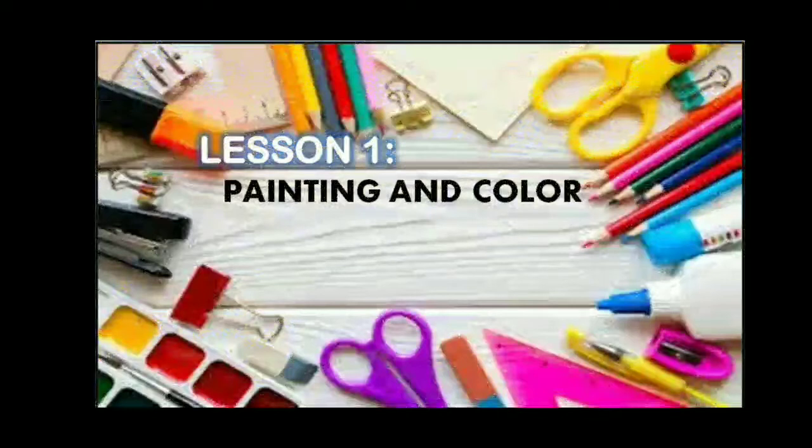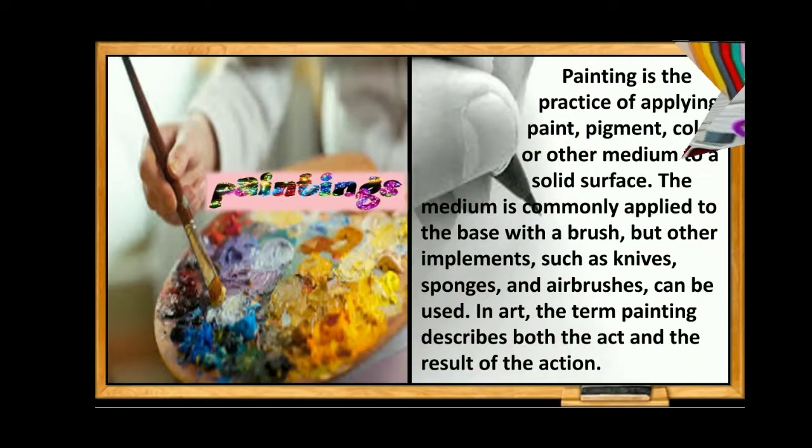Now, painting is the art of creating ideas in terms of lines and color upon a two-dimensional space. So the elements of painting include line, shape, color, value, and texture. Aside from that, painting is the practice of applying paint, pigment, color, or other medium to a solid surface. The medium is commonly applied to the base with a brush, but other implements such as knives, sponges, and airbrushes can be used. In art, the term painting describes both the act and the result of the action.